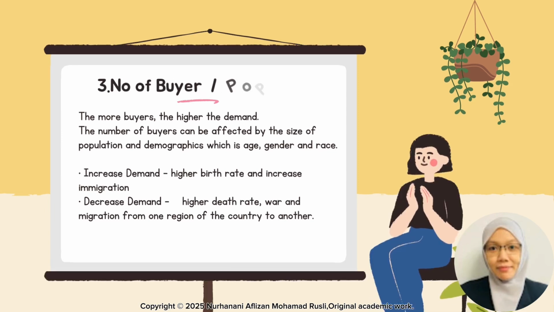Next, number of buyer and population. The larger the population, the higher the demand. For example, an increase in immigration will increase the demand. High death rate, war or migration from one region to another region will decrease the demand.